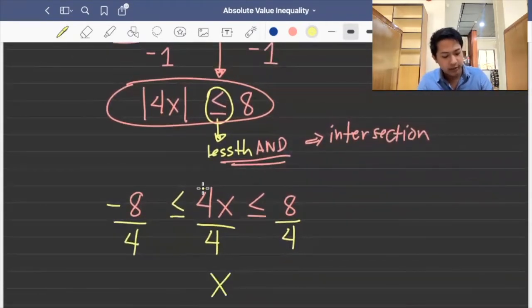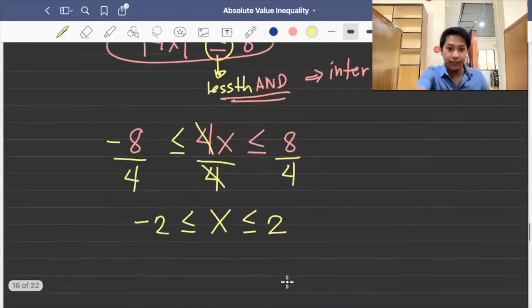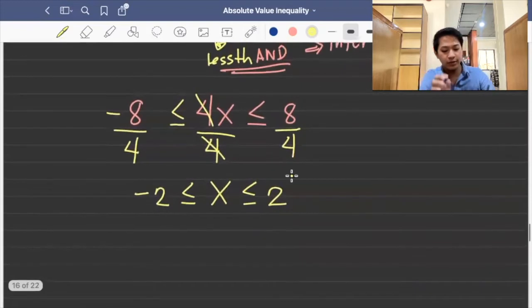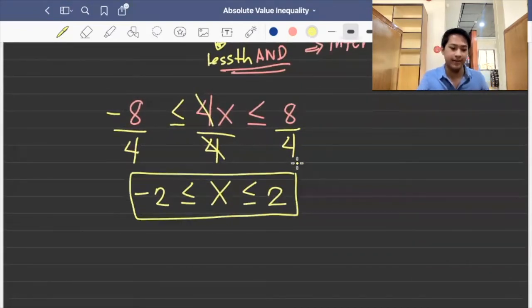And we have x, this will cancel, is greater than or equal to -8 divided by -4, that's -2, but less than or equal to 8 divided by 4, that is 2. And this is now our solution. Now, since I will be requiring you to write this in interval notation and graph, then you have no choice but to write the solution set in interval notation and graph it, okay?